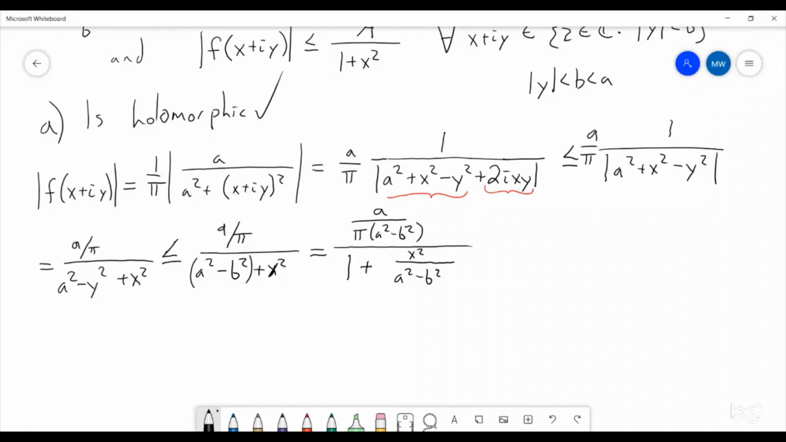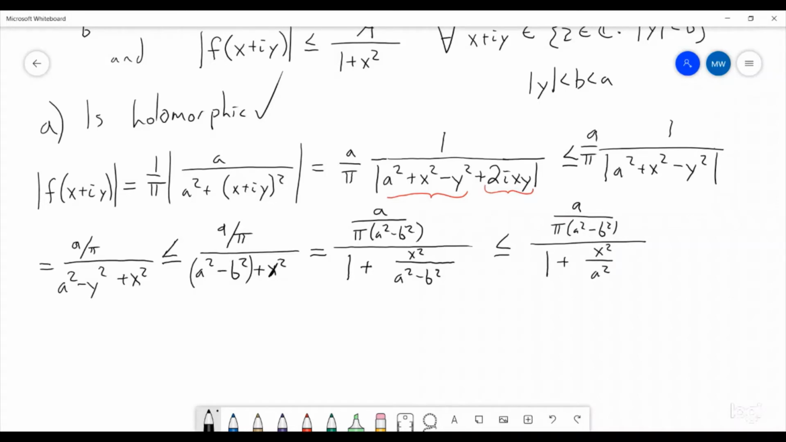Well, one more step before the cases. We need to make this bigger. So to make it bigger, we can make the bottom smaller. And to make this bottom smaller, we can make this fraction smaller. And to make that fraction smaller, we can make the denominator bigger. And to make the denominator bigger, we can drop the subtraction. So that means this is less than or equal to a divided by pi a squared minus b squared all over 1 plus x squared over a squared.